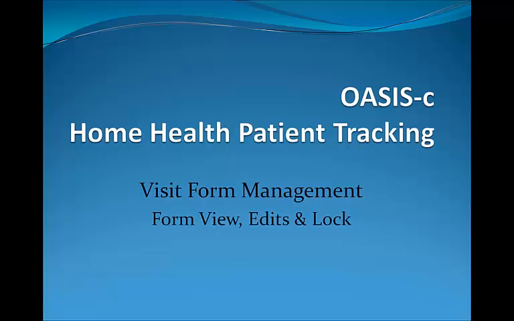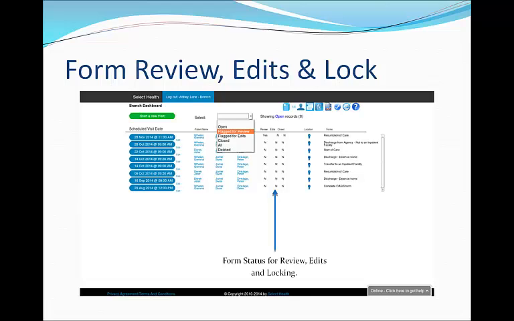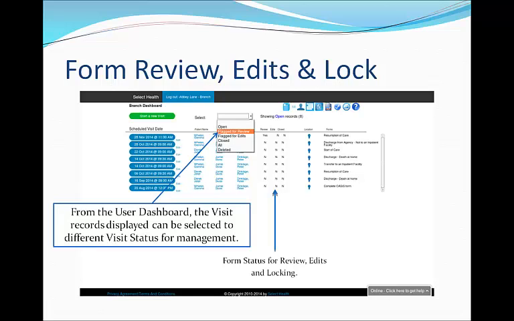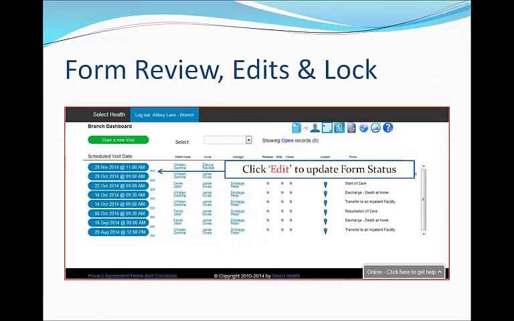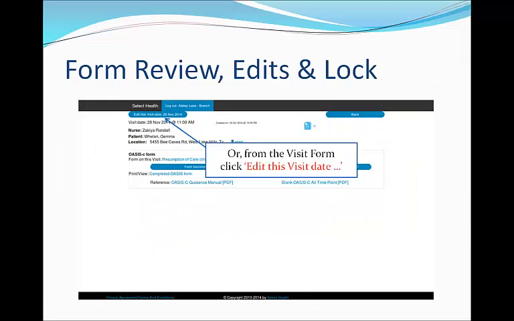Visit form management for the view, edits, and locks. So again, from a dashboard, we can change the view of the records that we see by changing the select button. I can indicate I only want to look at flagged for review or flagged for edits, closed, all records, or deleted. If I want to make changes or change the status, I click the Edit button to the side of the visit record, or I can click on the blue button and go to the visit record and click the Edit Visit Record button at the top.